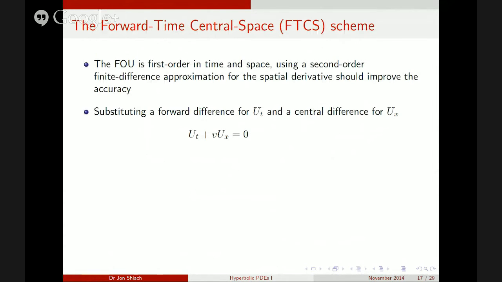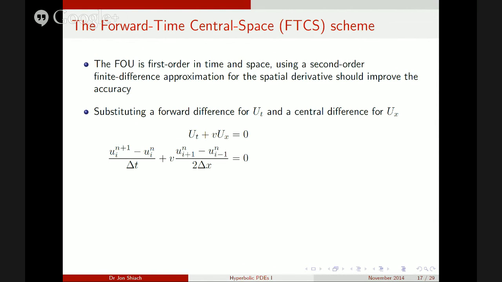Okay, so what we're going to do now is, instead of using a first order derivative, I'm going to use a second order derivative in space. There I've just written out the advection equation again. This time I'm still using a forward difference for the time derivative, but now I've used a central difference for the space derivative. Remember, central difference was second order accurate.